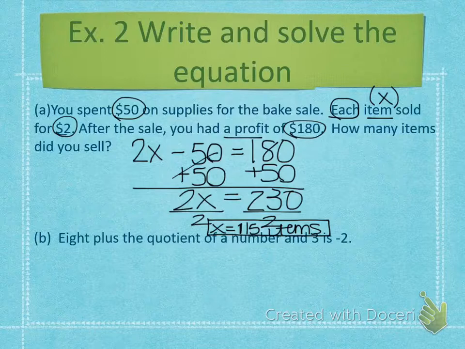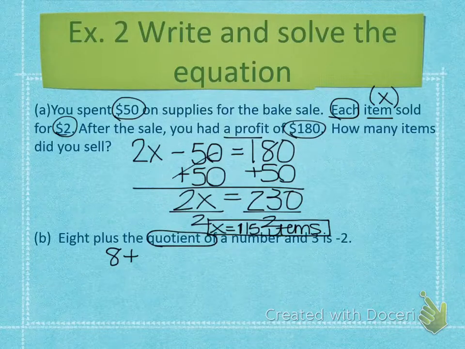8 plus the quotient of a number and 3 is negative 2. Write down what you think that's going to be. What do you think the equation is going to be? 8 plus the quotient of is the answer to what kind of a problem? Multiplication. It's not multiplication, sorry. Division. Yes, division, right? So what are you doing with a number and 3? You're dividing. So x divided by 3 equals negative 2. All right?